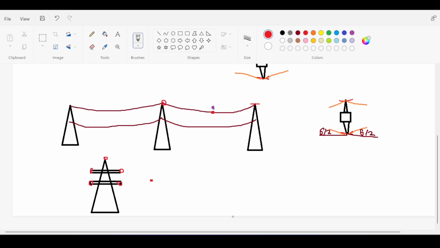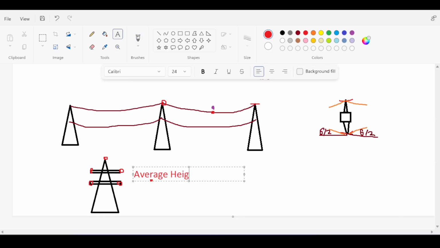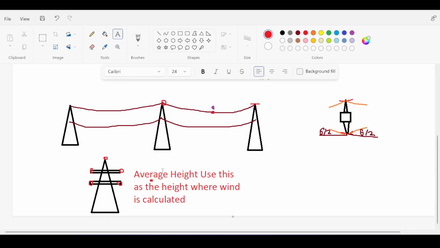Now, what the ASCE code suggests is to find the average height of all the power lines, and then use this as the height where wind is calculated. That is basically what the ASCE code suggests. And I will abide by this suggestion. I like this suggestion very much. So this is the first question asked and answered. The wind load is calculated at the average height of the connection of the lines at the transmission tower, and this is used to calculate the wind pressure on the power lines.